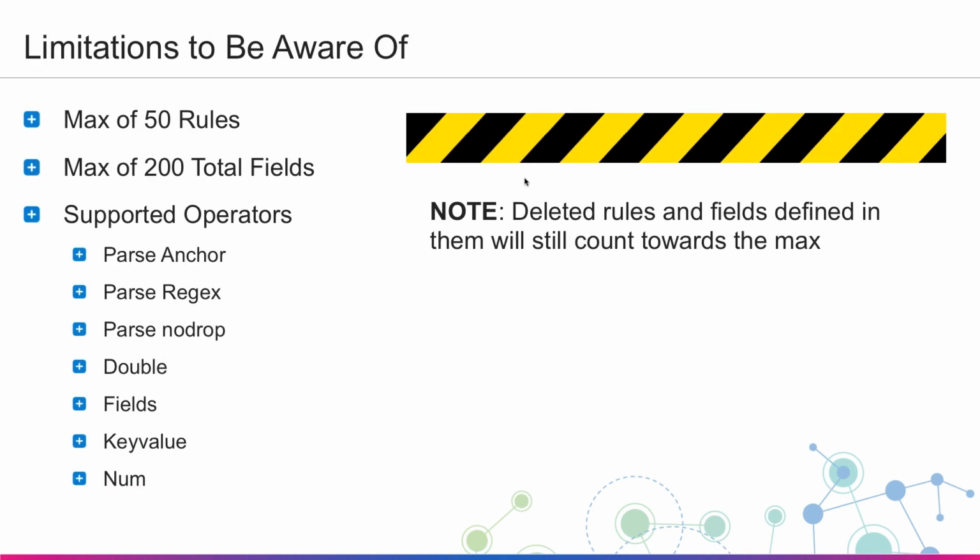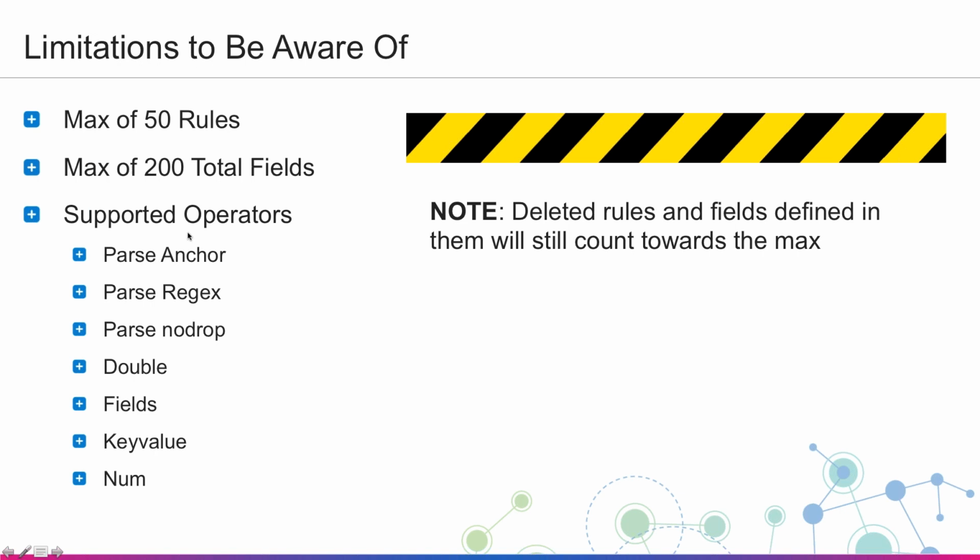And the reason for that is because there are a few limitations, right? We have a max of 50 total rules that can be built in the system, along with a max of 200 total fields across all of those rules, right? One thing to note is that deleted rules and fields defined will still count towards the max. Okay, so if you have 3 rules now, you delete them all, you'll still have 47 rules left to build.